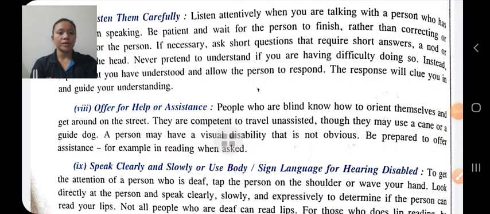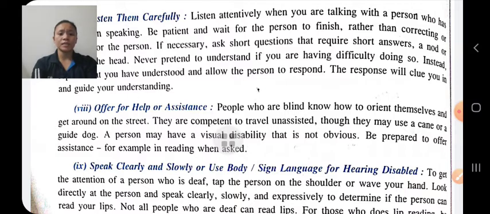Offer for help or assistance. People who are blind know how to orient themselves and get around on the street. They are competent to travel unassisted, though they may use a cane or a guide dog. A person may have a visual disability that is not obvious. Be prepared to offer assistance.